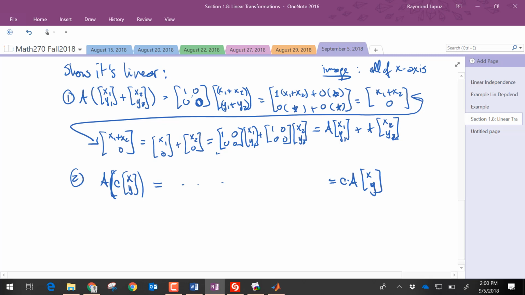Okay. All right. So next time we're going to show more pictures of how the transformation works in 2 dimensions, and then we'll extend our ideas beyond just R2 to R2.